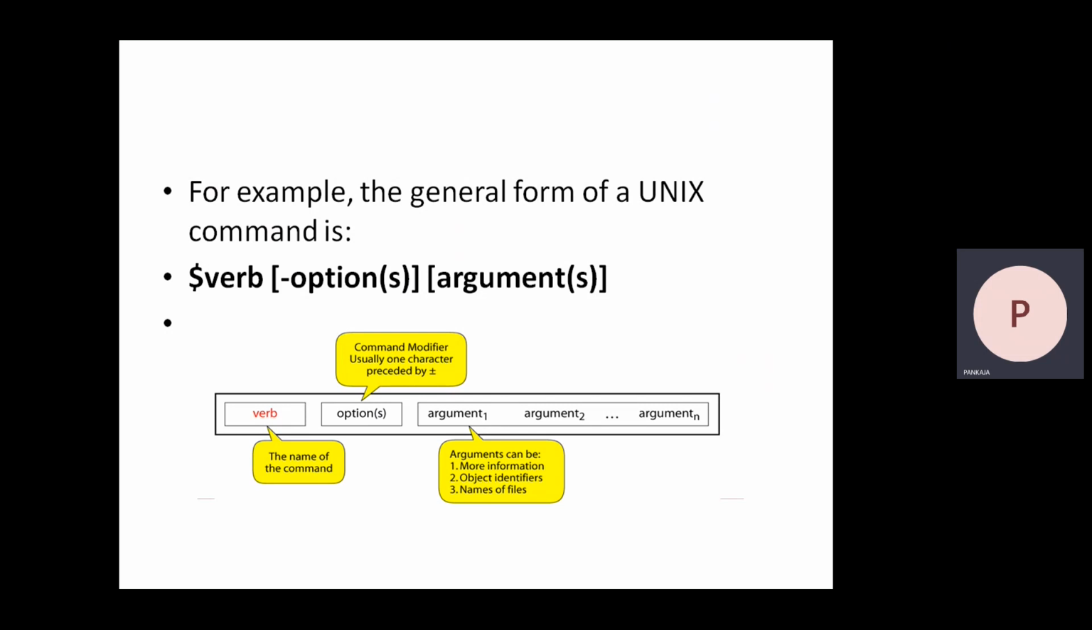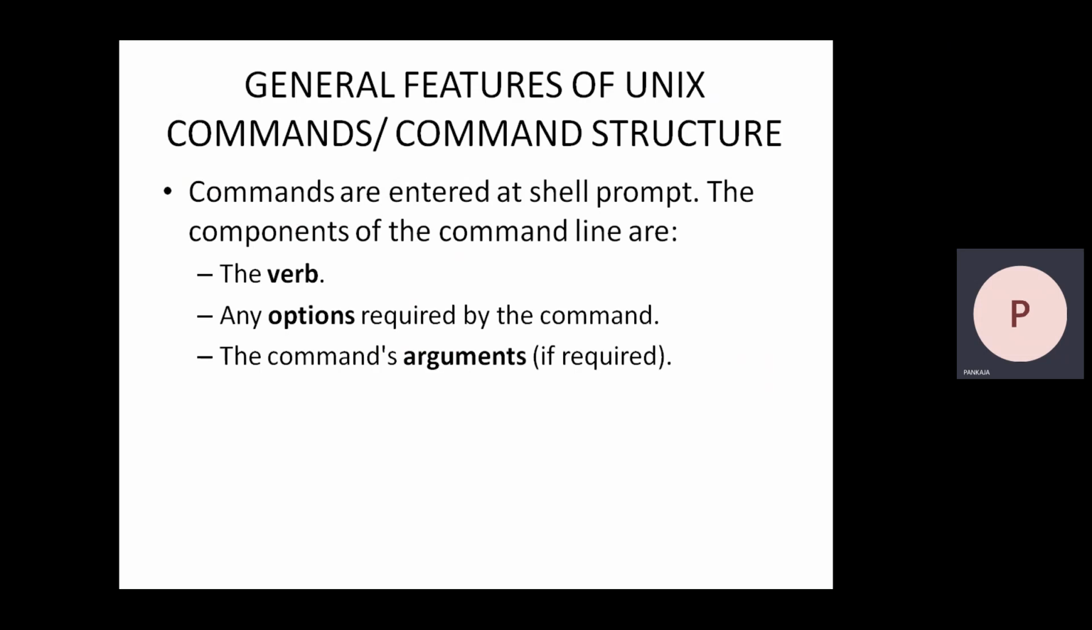And options are optional. Depending on your requirement, how you want to get the output, you can specify the options. If it is not required, you can directly specify the arguments. It works fine for that. So once again, to represent a command, the first one is the verb, which is the command name. Then options, what options you can give for each command, and how you are going to check. Yesterday I was explaining how we'll check the details of the commands.